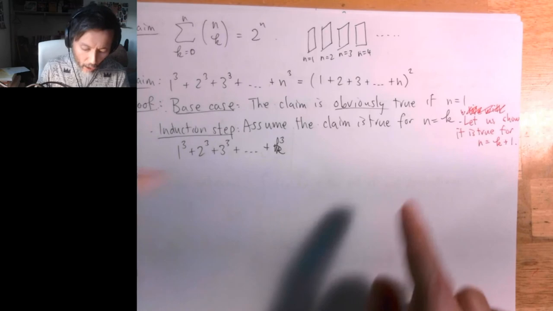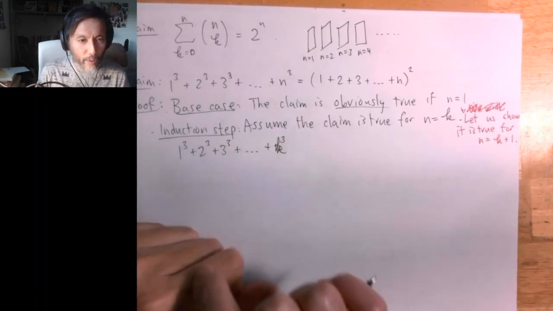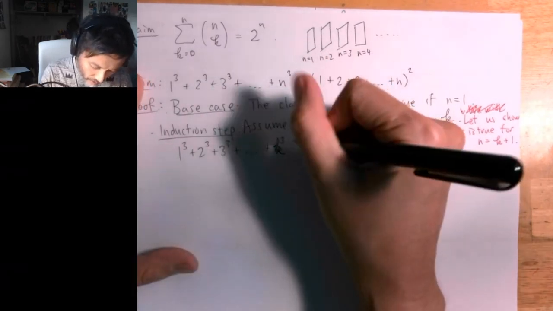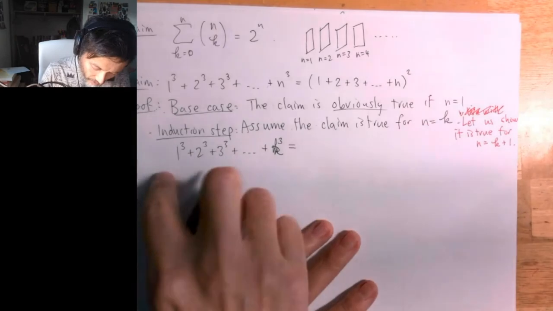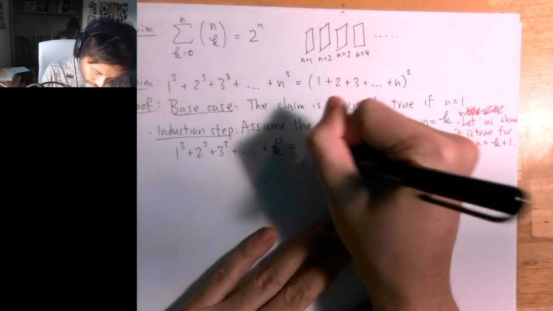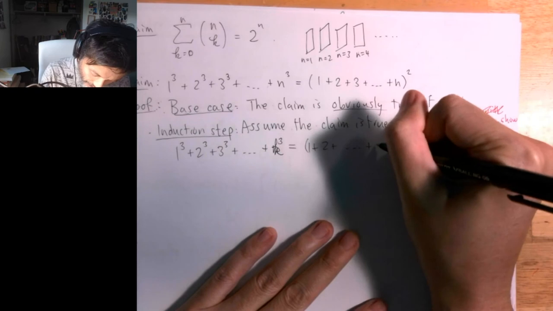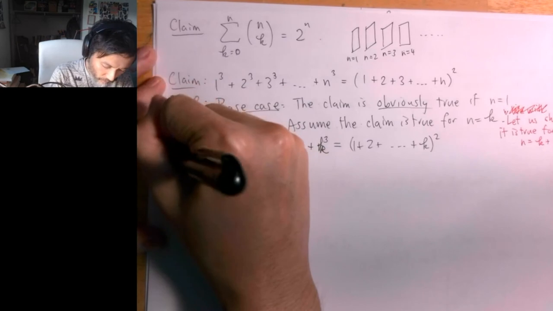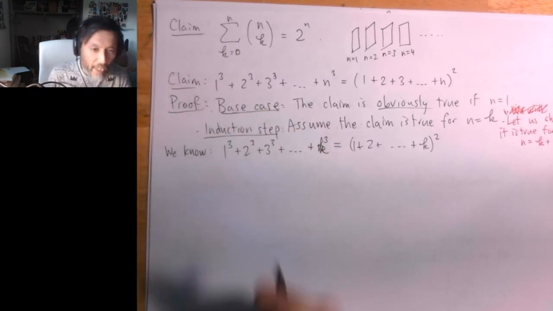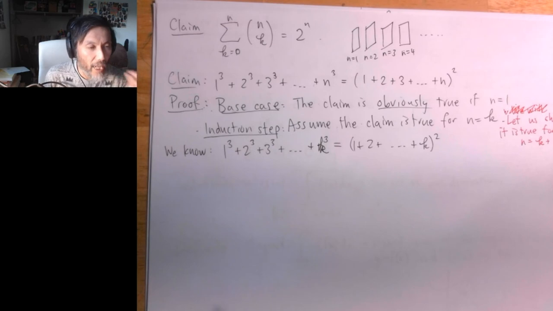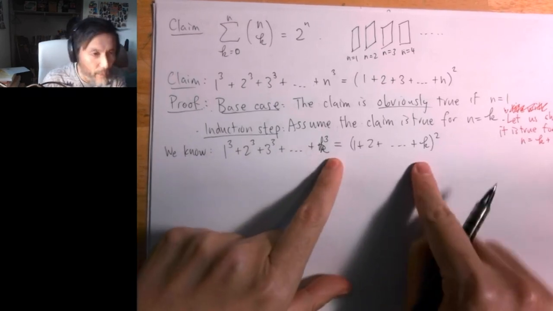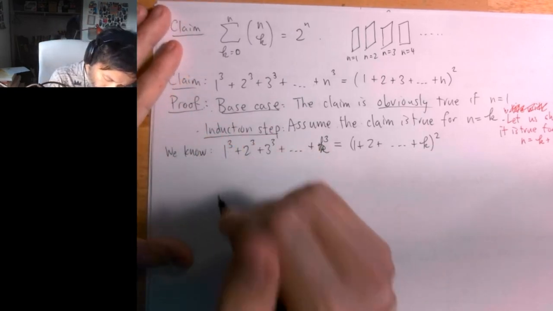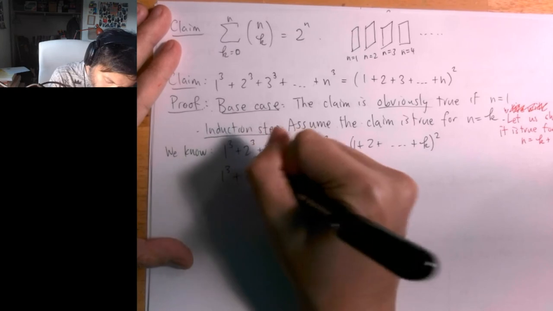Okay, so our job is to prove that it's true for k plus 1. So, of course, this is what we know. This is what we know, that this is equal to 1 plus 2 plus all the way up to k, squared. This is what we know. And now to get it to look like the k plus 1 case, what I'm going to do is add to both sides of this equation k plus 1 cubed. I hope this is the right thing to do. I have no idea if it is.